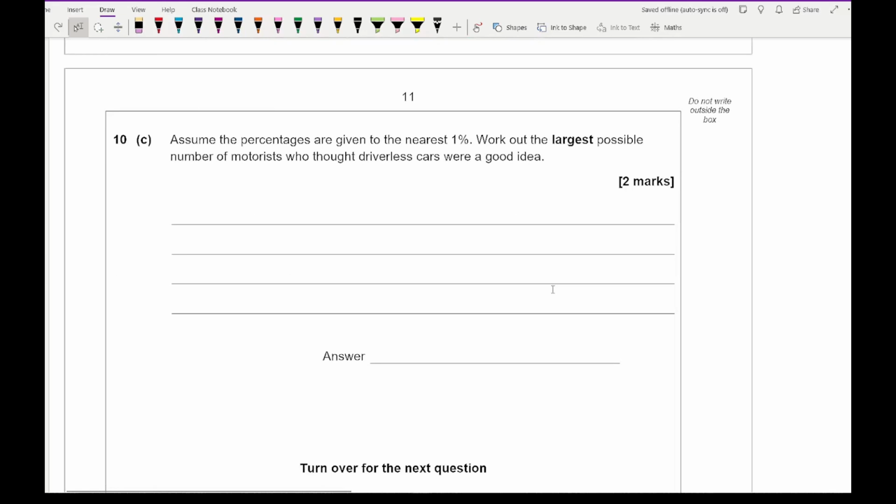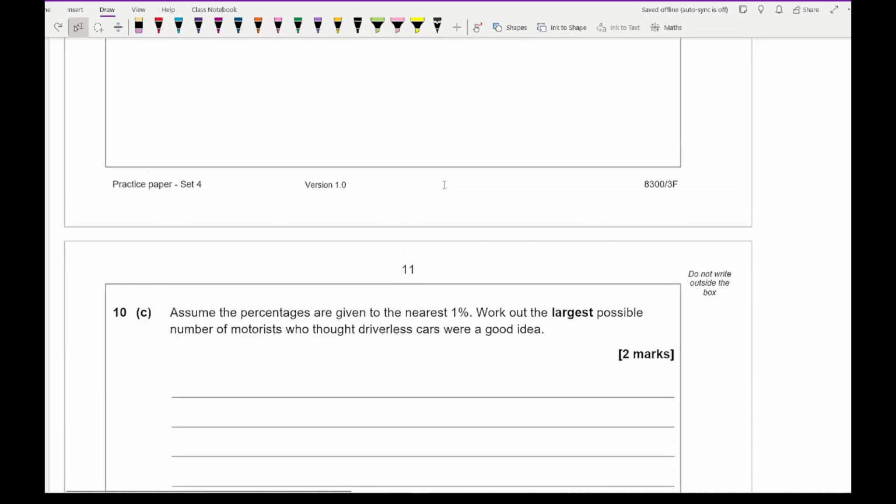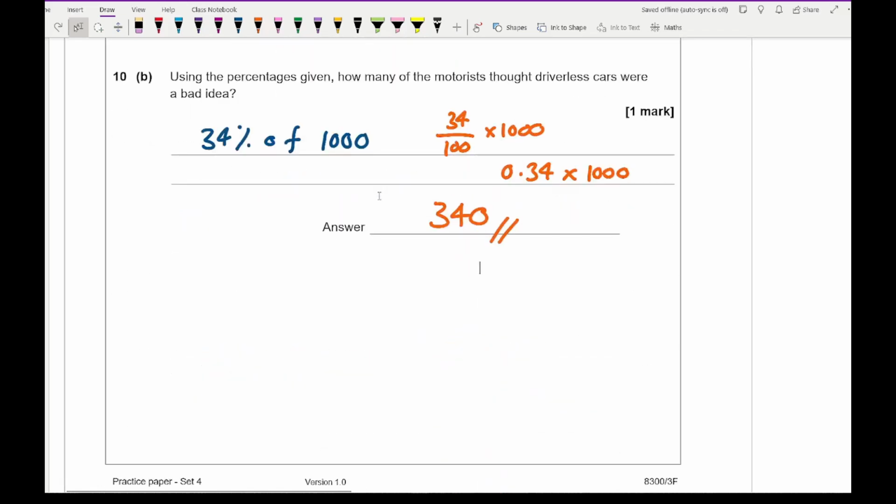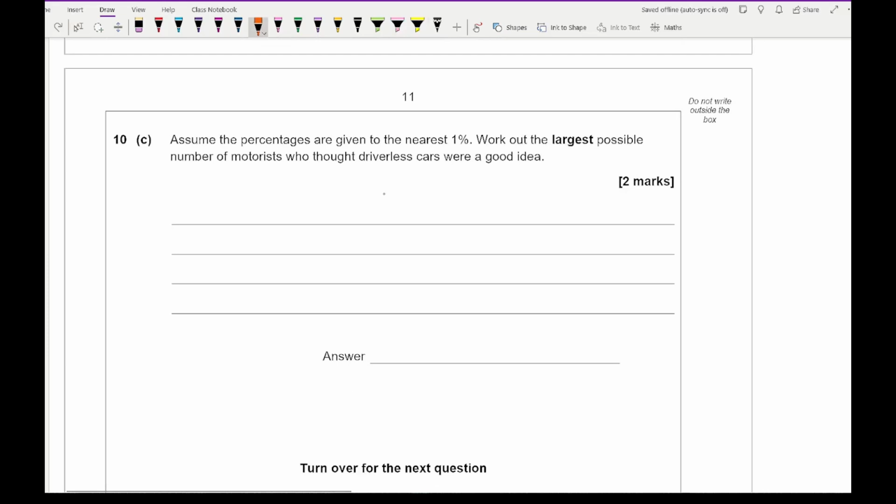The next question then says, assume that percentages are given to the nearest 1%, work out the largest possible number of motorists who thought driverless cars were a good idea. Well, if we go back, the percentage that thought it was a good idea was 20%. So if it's to the nearest 1%, if we divide 1% by 2, then the bounds are going to be 20 plus or minus 0.5. So it's going to be 19.5% to 20.5%.